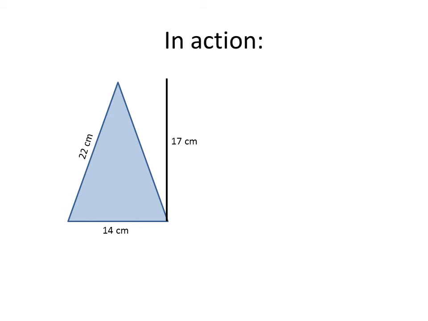So our two measurements that meet at a right angle are the 14 centimeters and the 17 centimeters. So that's what we're going to use for our formula. 1/2 of 14 is 7, and then 7 times 17 is 119. And don't forget your units of square centimeters. If you didn't get those two, make sure that you ask questions before you try the check for understanding, which is next.